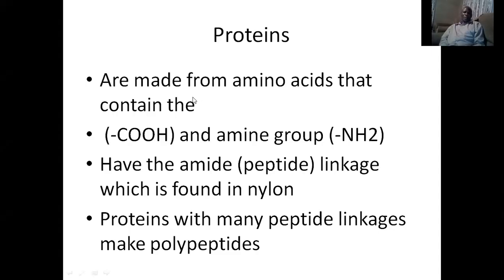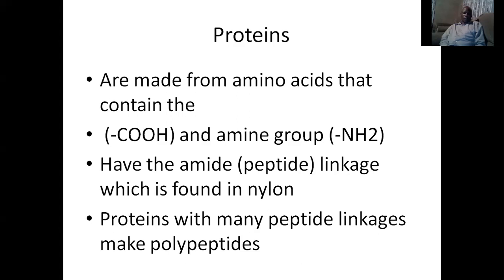Well, proteins are made from amino acids that contain the hydroxyl group as well as the amino group. And so the protein itself has the amide linkage, which is the peptide linkage, which is also found in nylon. This is very important because at times we are asked to compare the linkages which are found in fats as well as in nylon. And so typically we know that the amide linkage is found in nylon, which is similar to that one which is found in proteins. And it's also known as a peptide linkage when it's found in proteins.